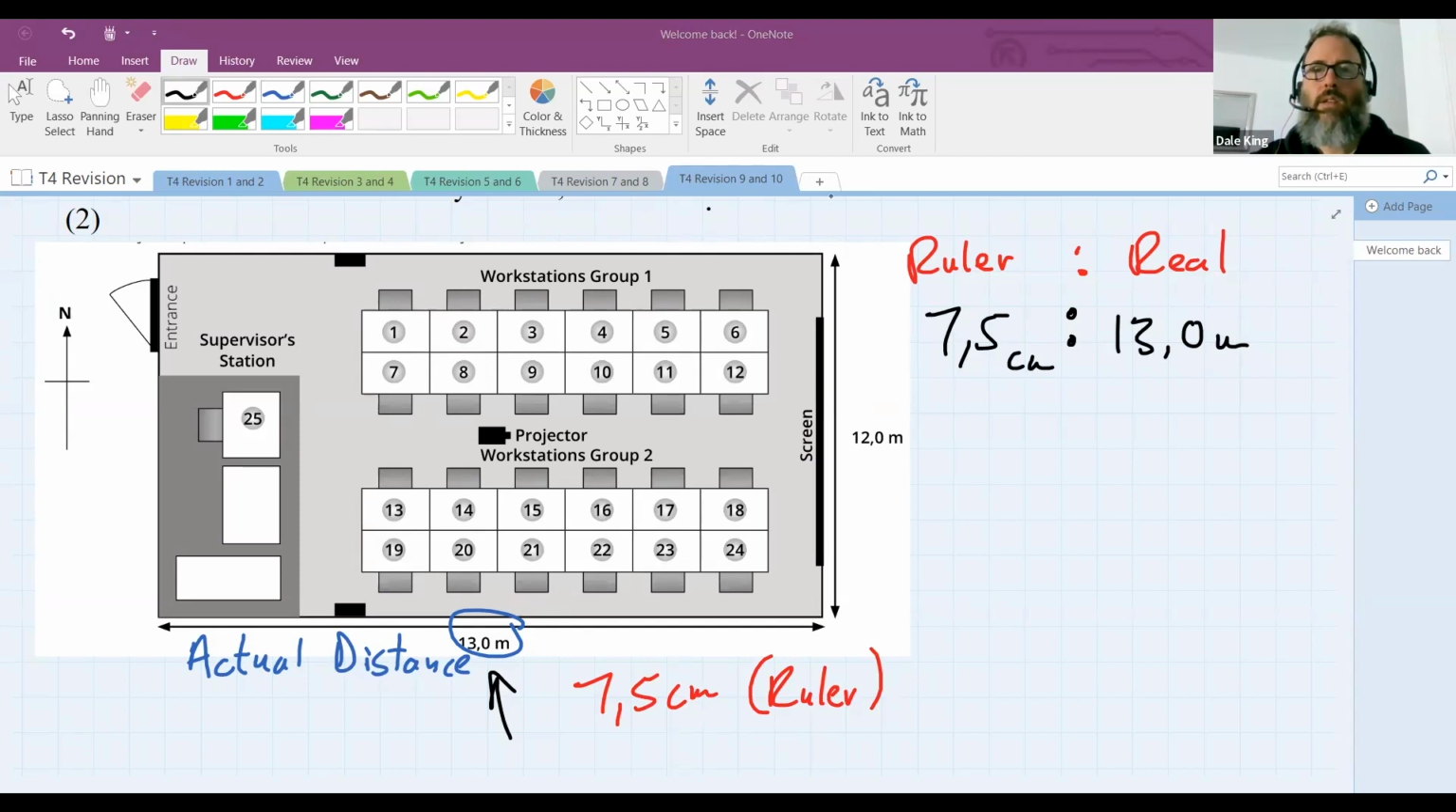Hello, sir. Yes. Should we round it off to 2 decimals? Good question. Yes, round it off to 2 decimals. Always round off to 2 decimals unless they tell you otherwise.